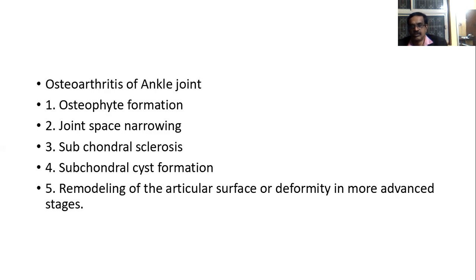Now, all the five may not be seen in a patient, isn't it? Depending upon the degree of damage, there will be findings. Again, in osteoarthritis of the knee joint, five findings are seen usually: osteophyte formation, joint space narrowing, subchondral sclerosis, subchondral cyst formation, and remodeling of the articular surface or deformity in more advanced stages.